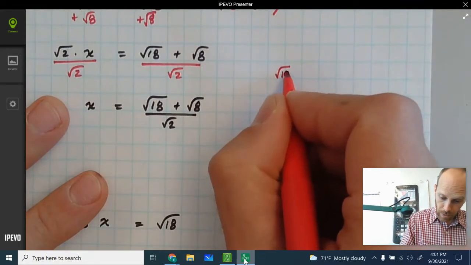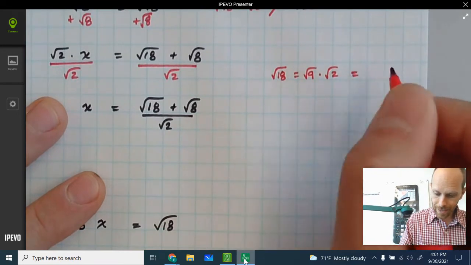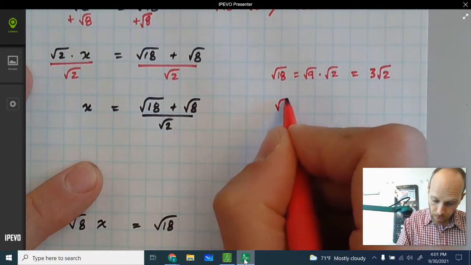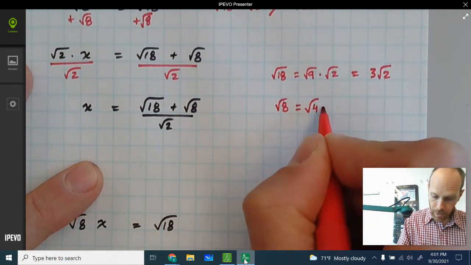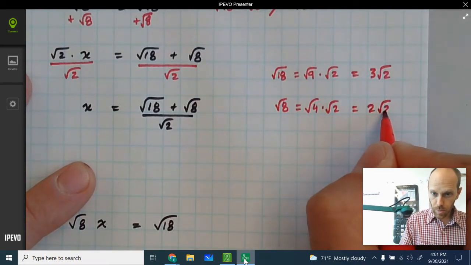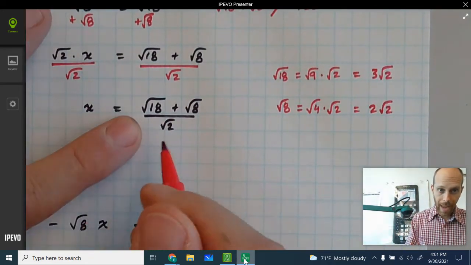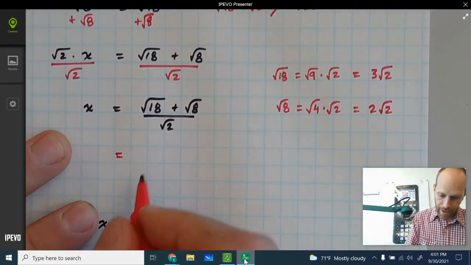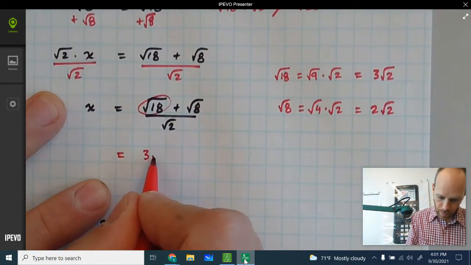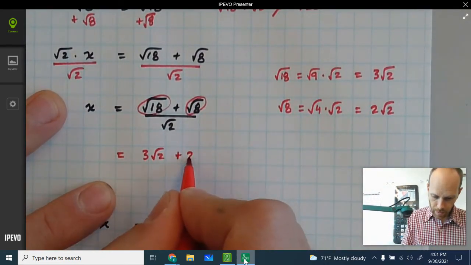So roots of 18 is roots of 9 times roots of 2, which means that it is really 3 roots of 2. Roots of 8 is roots of 4 times roots of 2, which means that it is really 2 roots of 2. So what we had right here, we could rewrite as, I'm going to replace the roots of 18 with a 3 roots of 2. And I'm going to replace the roots of 8 with a 2 roots of 2.